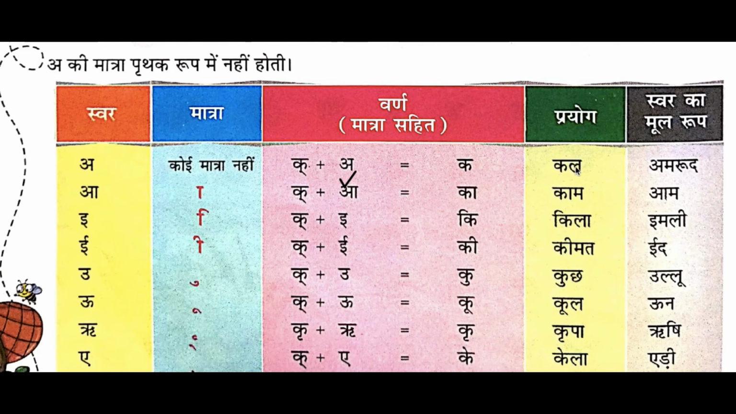The first word here is mentioned, kal, for example. And swar can be used in its mool roop. Swar ka mool roop means original form. Here amrud, the first word, the first अक्षर is there अ है. अ में कोई modification नहीं है. It's in original form.